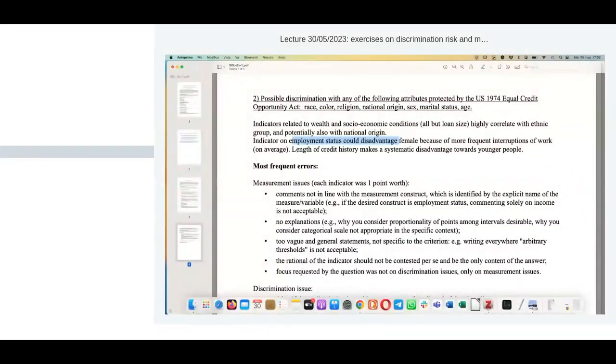And then length of credit history is linked to a measurement issue, a systematic disadvantage for young people. Because if you are young, there is a cap, as I said, in the indicator, so you cannot reach the maximum points. The part on discrimination risk was less relevant here, only 2.5 points, because in the design of the exam I thought that it was easier and less important than measurement issues.